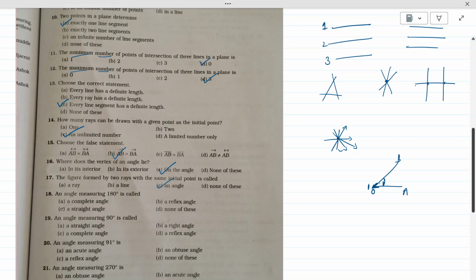Now, an angle measuring 180 degrees is a straight angle. Then an angle measuring 90 is the right angle. We know this. An angle measuring 91, which is greater than a right angle, will be an obtuse angle. An angle measuring 270. So again, 270 is greater than 180, but it is less than 360 degrees. So this will be a reflex angle. Next is the measure of a straight angle is 180 degrees.